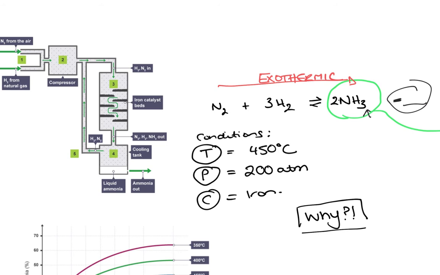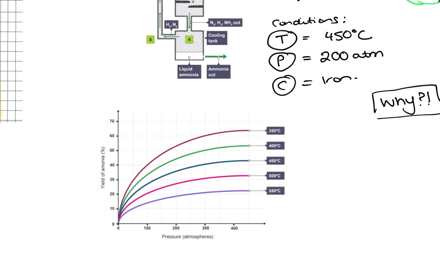Now, what you need to be aware of is why we use these conditions. First of all, I'm going to show you a graph, and this graph is quite a common graph to see on an exam question. Here you've got a graph that shows yield of ammonia on your y-axis and pressure in atmospheres at the bottom. And as you can see, more pressure gives you a higher yield. We'll talk about why that is in a minute. But what I want to focus on is the temperatures. You can see different curves for the different temperatures.